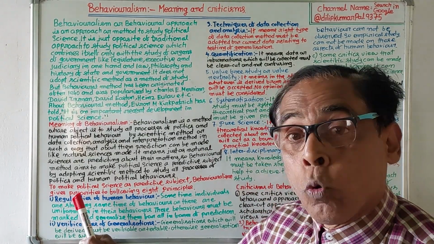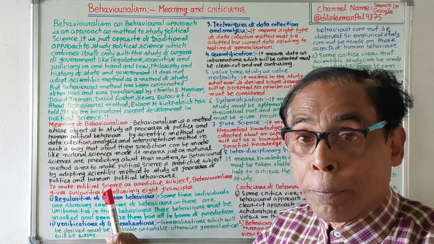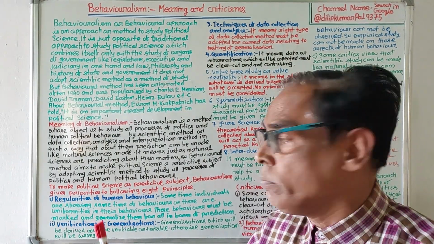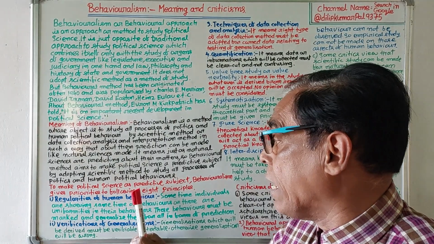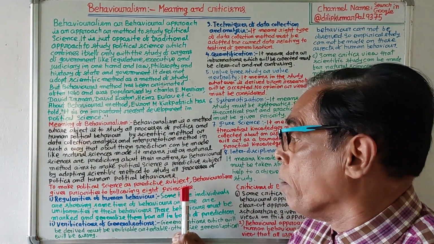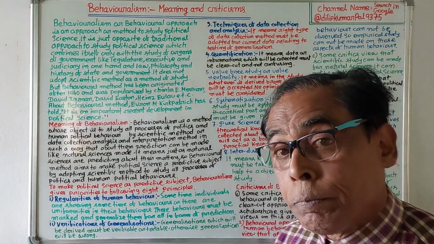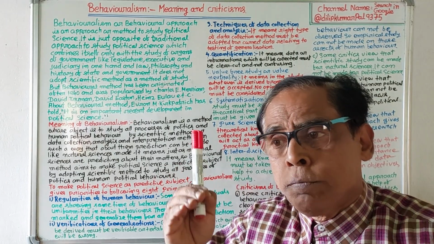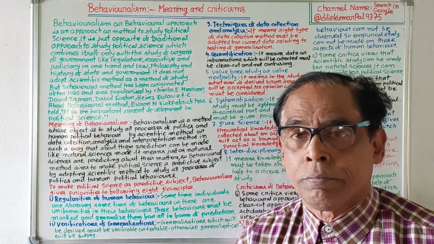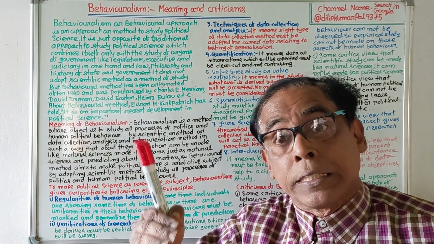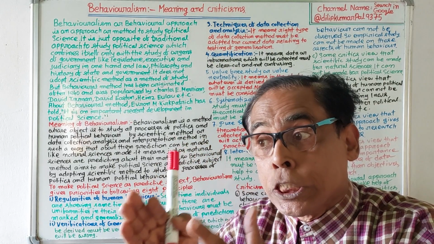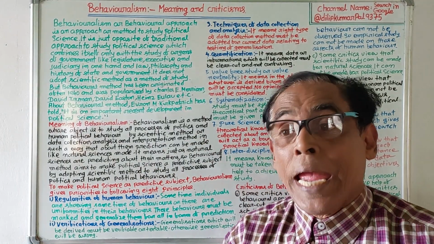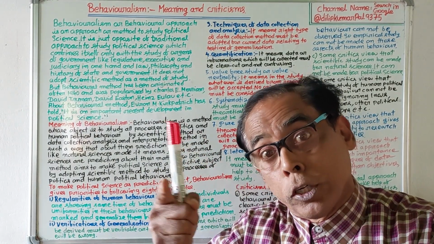Now, to make political science a predictive subject is not so easy. According to behavioralists, to make political science a predictive subject, behavioralism gives priority to the following 8 principles. Behavioralism says that political science must be made a predictive subject, and in order to do so, 8 principles must be given importance and taken into consideration.